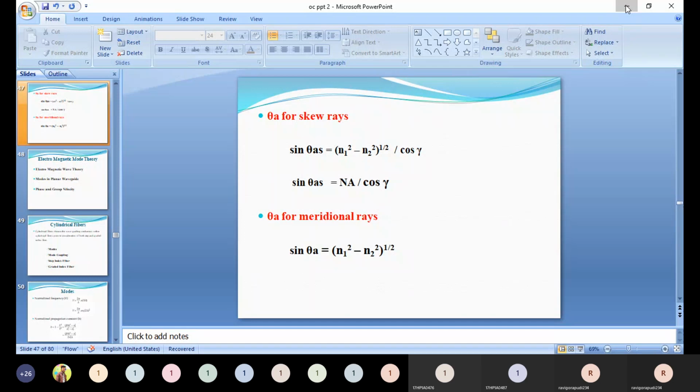Better to keep a calculator with you for each class, because all are having calculators and you are staying at home. So the final answer is 22 degrees. You will get 22.55. 22 degrees you will get.